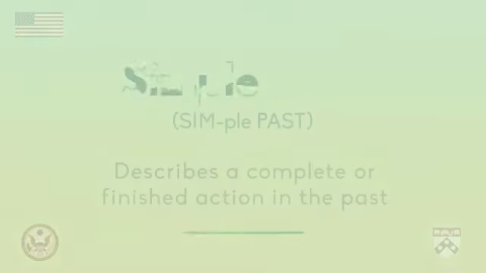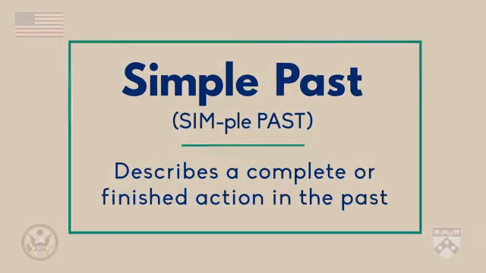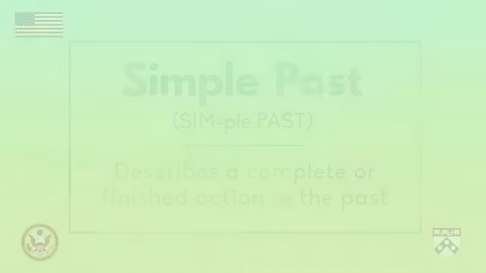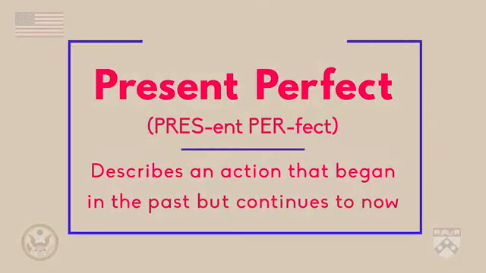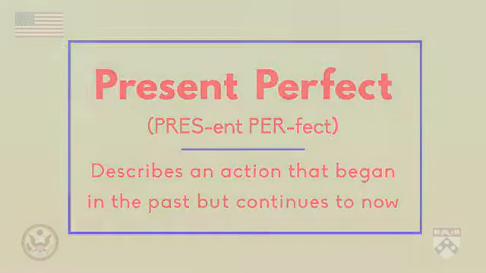So, to sum up, we use the simple past tense to describe a complete or finished action in the past. We use the present perfect tense to describe an action that began in the past but continues to now. Now, let's look at how we form each of these two tenses.